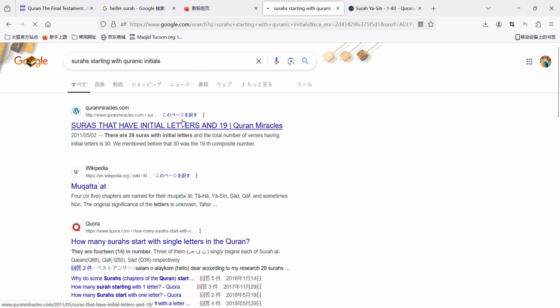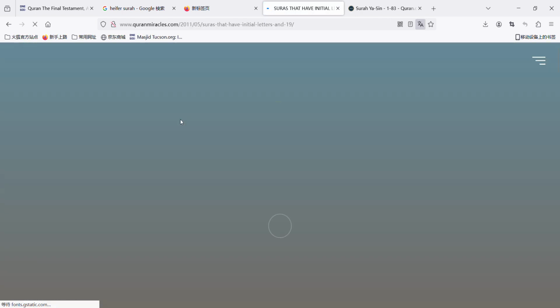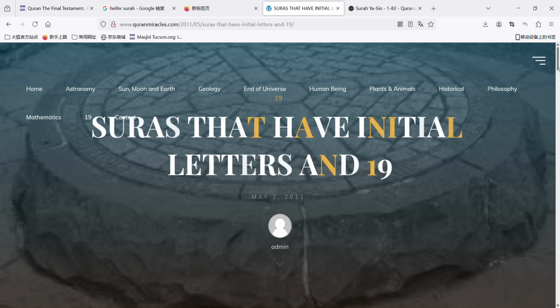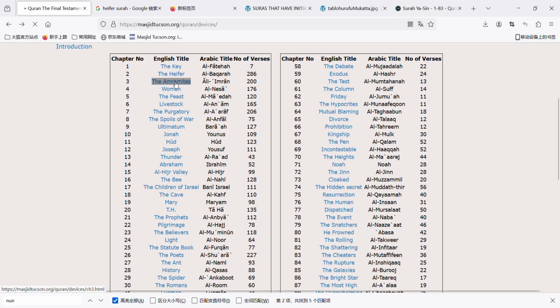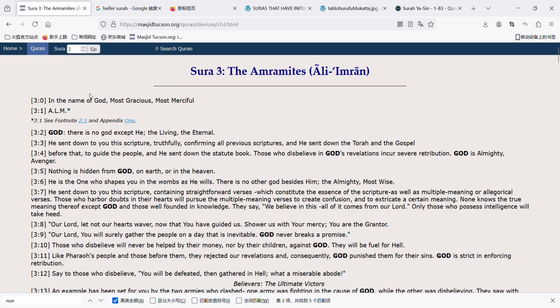These 20 surahs, 9 surahs. So okay, let's see. So this is the table. So Family of Imran. So let's check this one. So we're trying to find. So this is in this surah. So okay, now it proves it.